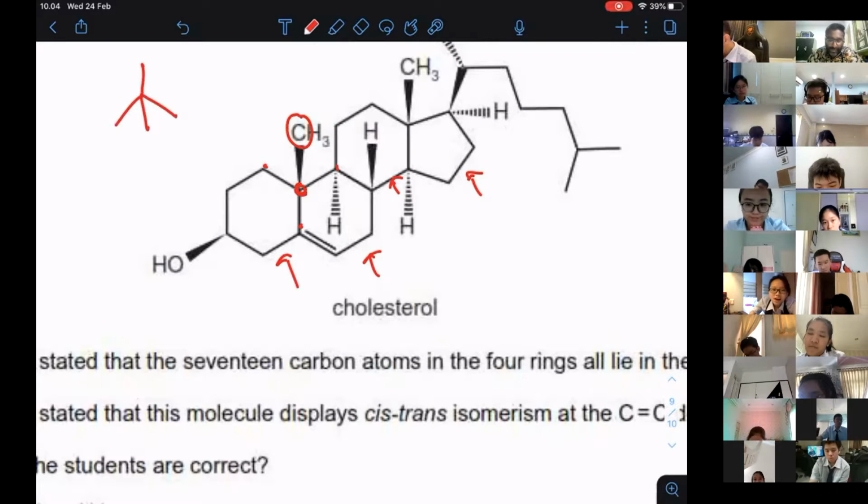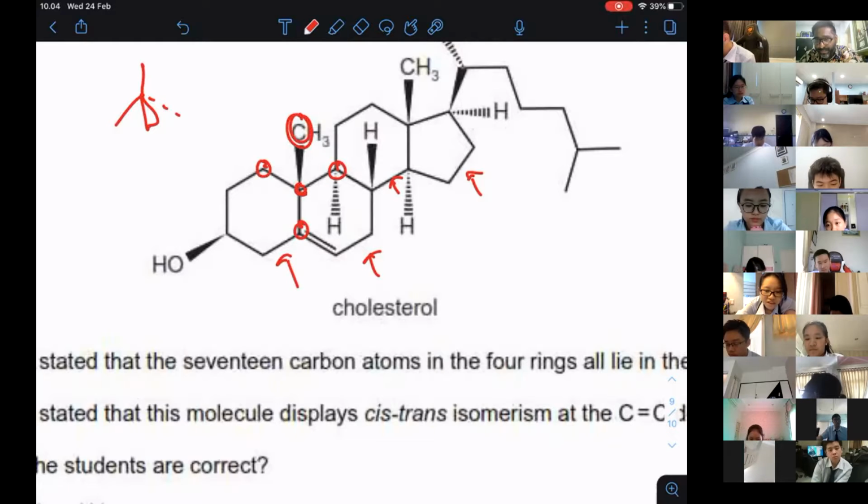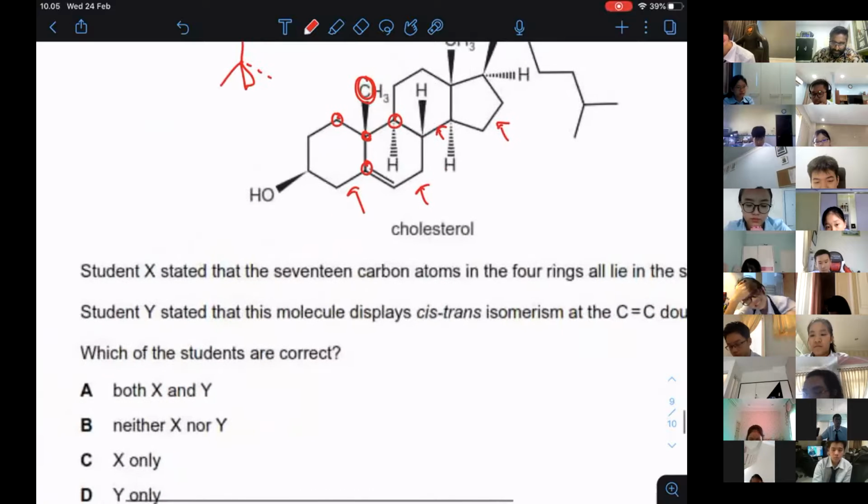They are arranged in a way that this one may be coming out and this one may be going behind. I hope you can visualize this. I'm talking only about this carbon, this carbon, this carbon, and this carbon. They are not in the same plane, automatically, because they are bonded to 4 different groups. They are not going to be at 90 degrees. This is what we learn in chemical bonding. So definitely no. Student X is wrong.